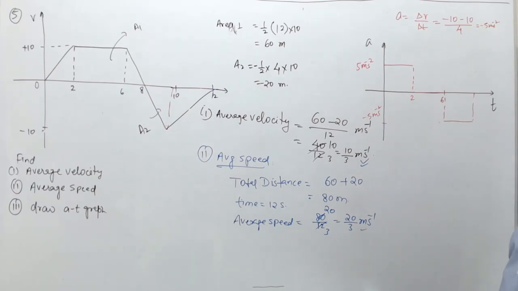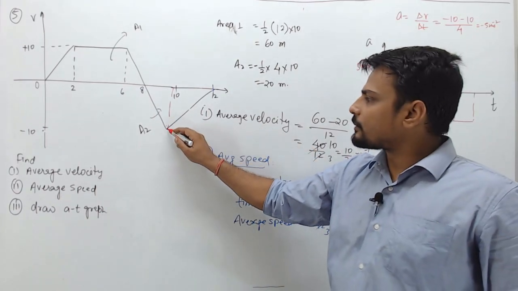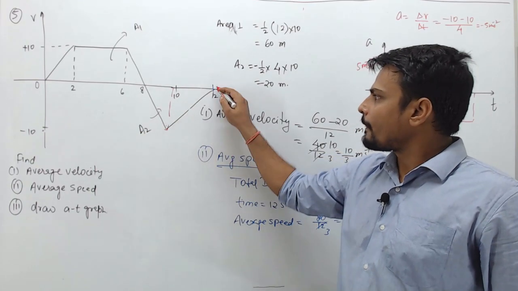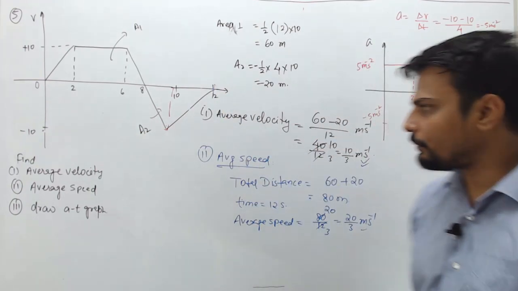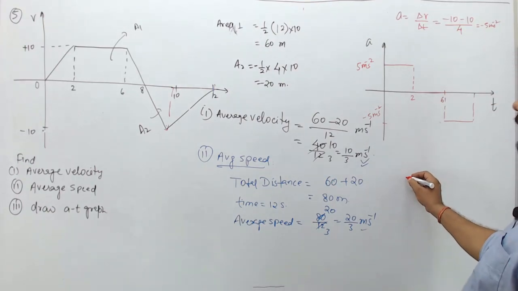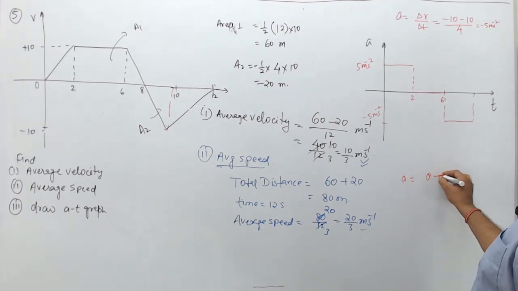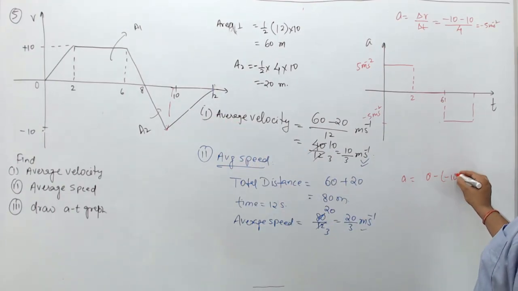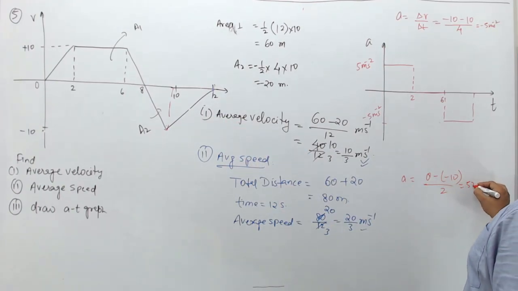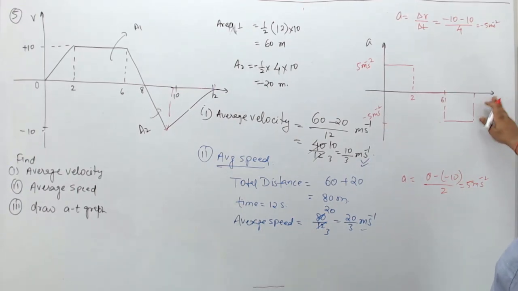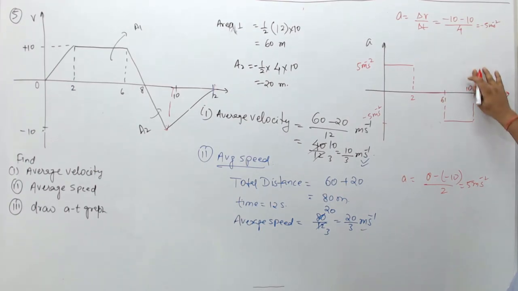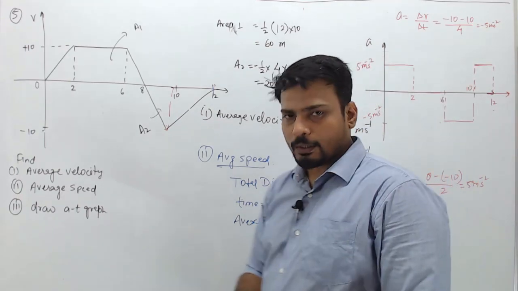Now from here to here, it was moving at a velocity of minus 10 meter per second. At time t equals 12, it becomes 0. So the acceleration in that phase should be how much? A is the change in velocity, 0 minus of minus 10, upon time which is 2. This gives you 5 meter per second square. Let me extend it here, it's coming in the camera. So this is 10, let's suppose. Then from 10 to 12, it's going to be again 5 meter per second square.